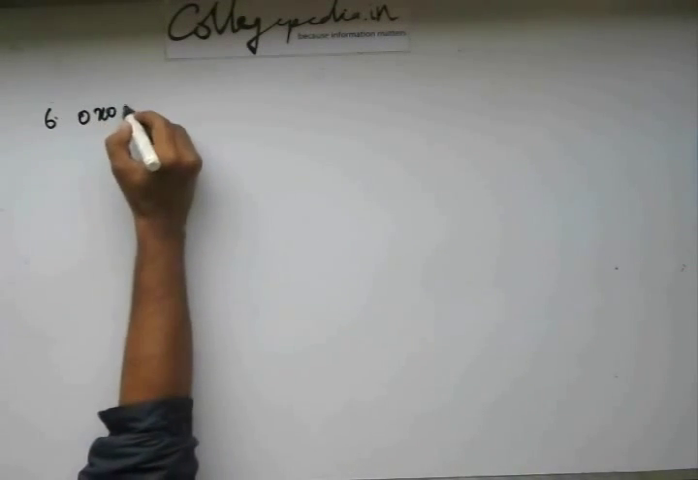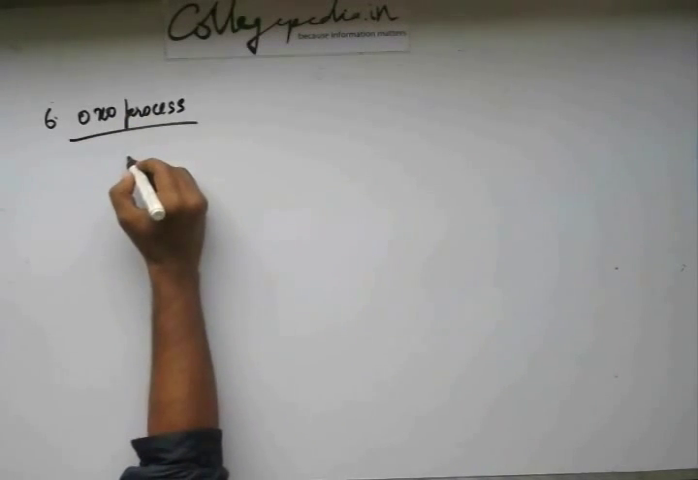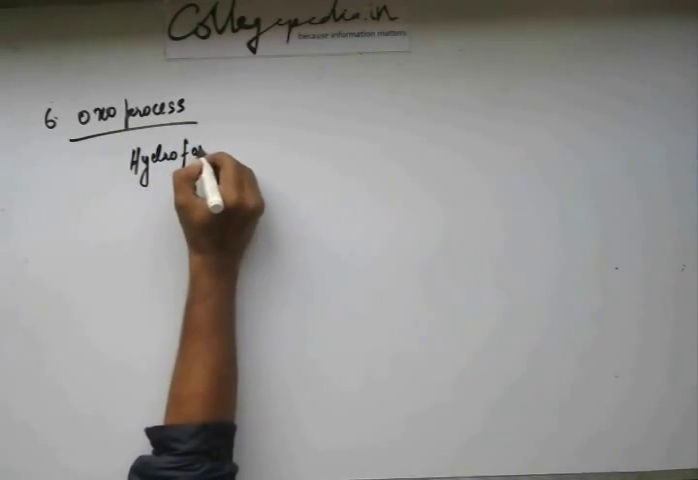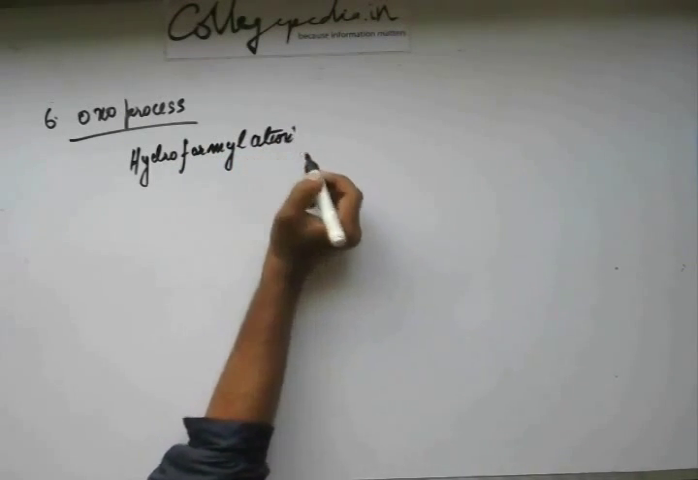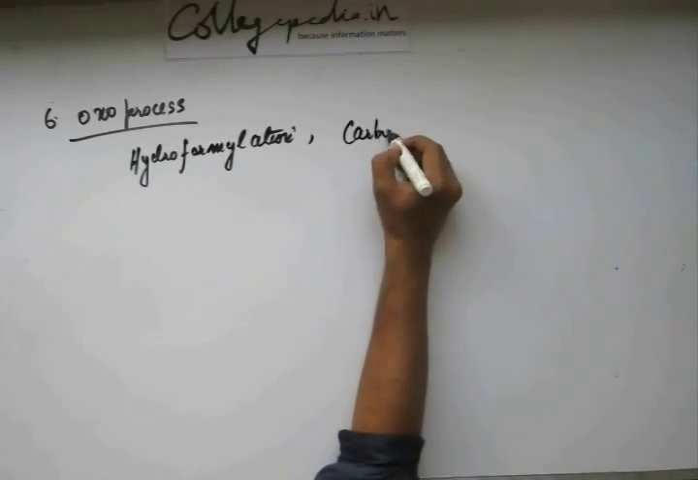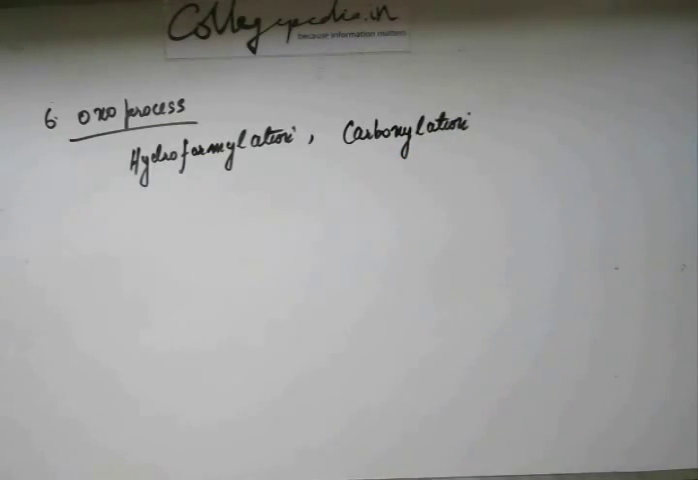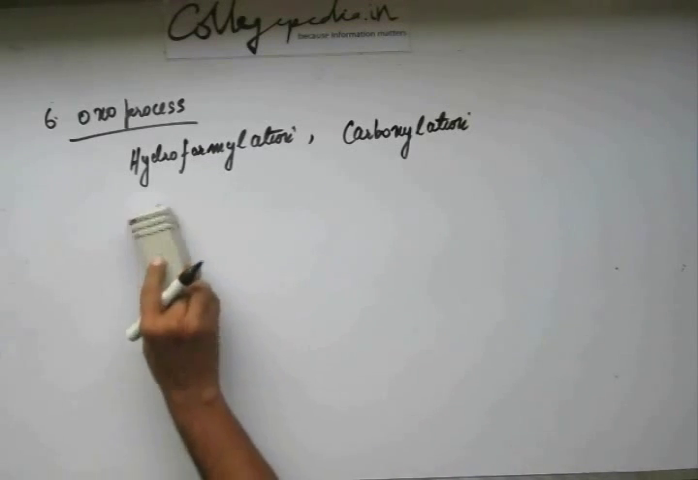Reaction number 6, they call it the oxo process. It is also called hydroformylation, and people also call it carbonylation. We'll see why. What happens in this oxo process, if we have an alkene, let's suppose we take propene.